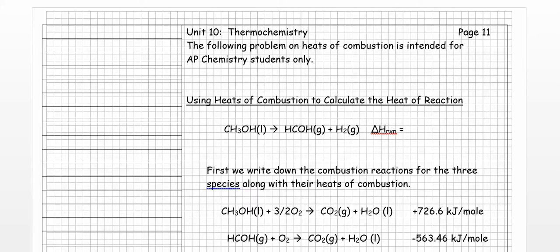So here we go. What I want to talk about briefly is using something called heats of combustion to calculate the heat of reaction. Now we all know the heat of reaction is this, it's delta H. So we're looking for the delta H for a particular reaction. And we're going to use something called heats of combustion. Now what does that mean? Well, let's take a look at a specific reaction. We have CH3OH, that's methanol in the liquid form, forming H2COH plus H2 gas, and we want to know the delta H for that reaction. All right? So how would we go about that?